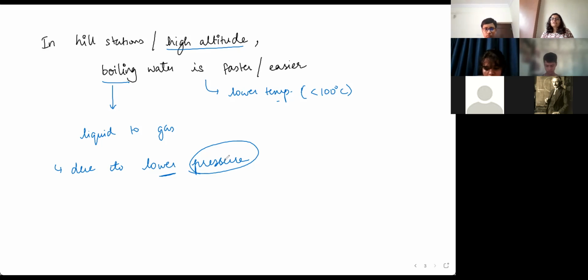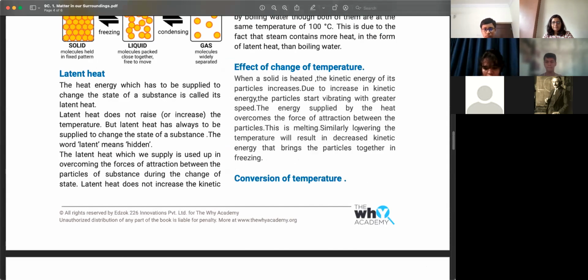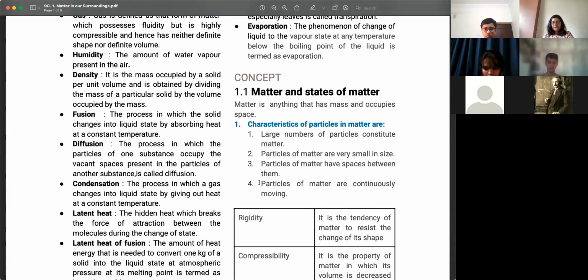So this is an application of it. Another thing: within gases itself, there's another process. One characteristic of the particles of matter is that they are continuously moving. Because of this continuous motion, if we have a gas, those gas particles are always moving. Whatever space is available to them, whether you put them in a small box or a bigger box, they're going to occupy that entire space.